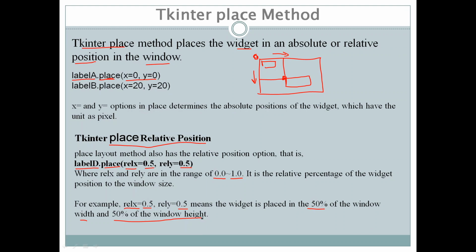Okay, this is about geometry management in Python. So we will stop here today. We have studied three important geometry management methods: one is pack, another is grid, and the place method. We'll stop here. Thank you.